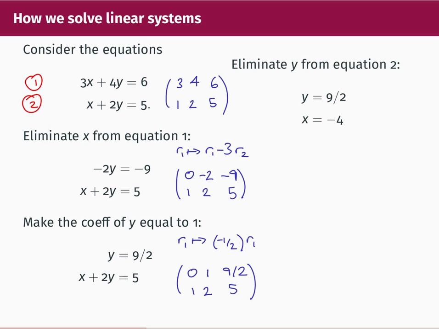The next thing we did to the equations was to subtract 2 times the first equation from the second. The corresponding row operation is that row 2 goes to row 2 minus 2 R1. This time the augmented matrix becomes 0, 1, 9 halves, minus 4, 1, 0, minus 4. That's better. So let's tidy that up a bit.